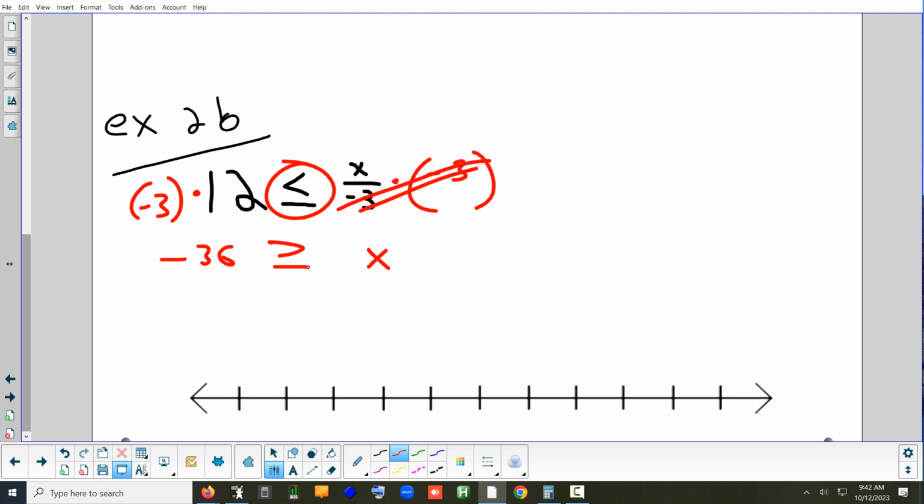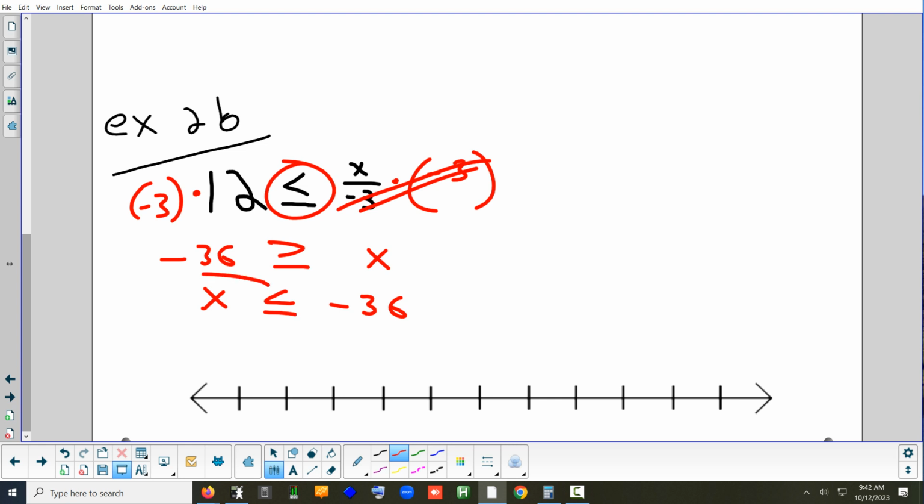What's my letter in this problem? X. What's my number? Negative 36. And what's it pointing at in the original? It's pointing at the x. So when you fix it, it still has to be pointing at the x. That rule for flipping it is just to fix the format of how it looks. It's a different rule than dividing or multiplying by a negative. They're totally separate things. Any question on that?